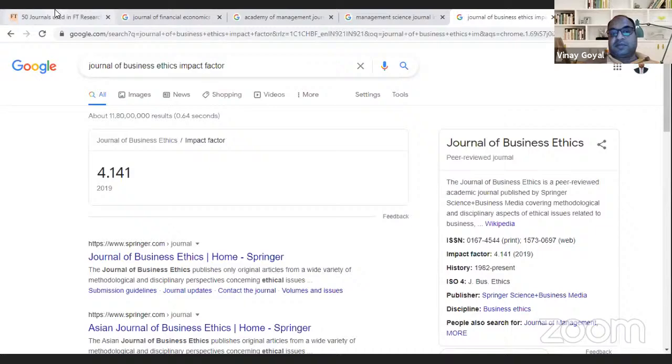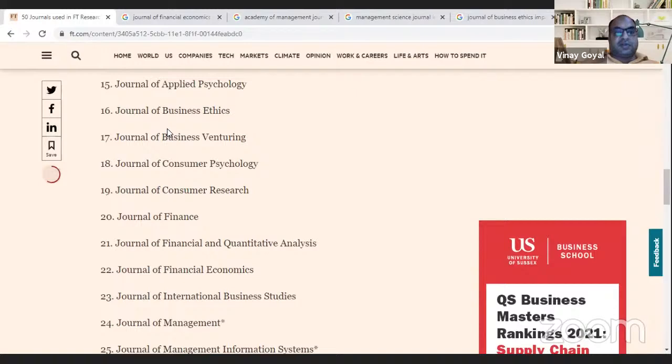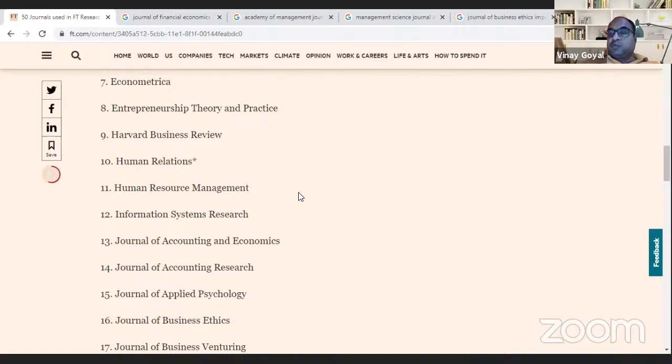Here we can see Journal of Business Ethics, somewhere it will be there. Here it is. So it is there in the FT50 list, but when it comes to ABDC category, it is B. It is not A star or A. So does that mean ABDC is saying this is not a good journal, while FT50 says it is a good journal, it is there in their list? The impact factor is 4.14. So there are authors who give preference to submitting to Journal of Business Ethics rather than the ABDC category.